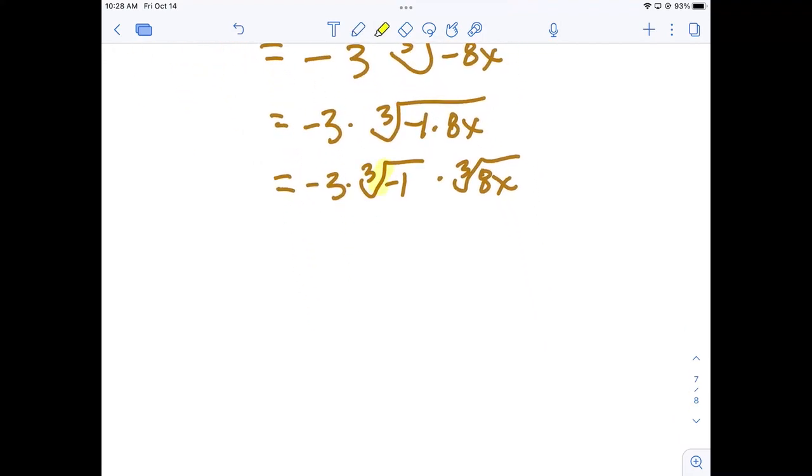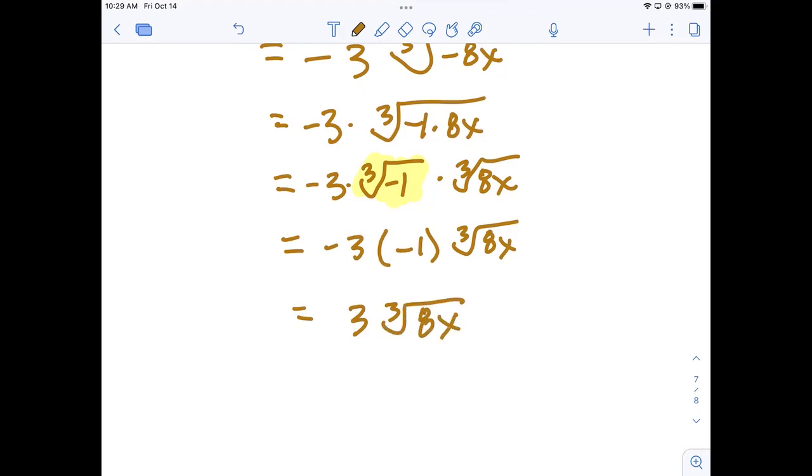Now, why would I do that? Because look at this. What is the cube root of negative 1? Negative 1. Okay? So, the cube root of a negative number is also a negative number, just like the cube of a negative number that we saw earlier today is also a negative number. The cube root as well. So now I can go and change the sign in the front because I multiply by a negative 1.